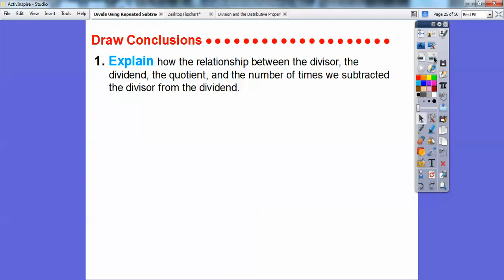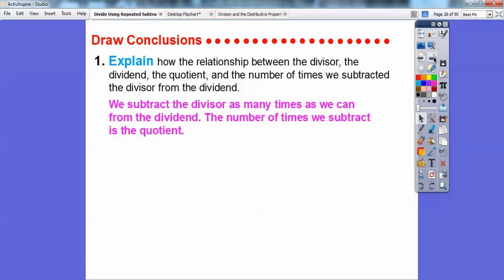So here, explain the relationship between the divisor, the dividend, which is the number you're dividing into, and the quotient, which is the answer, and the number of times we subtract the divisor from the dividend. We subtract the divisor, which was the 6 in the last example, as many times as we can from the dividend. The dividend was the 72, the number you start with. The number of times that we subtract is the answer, and they call it the quotient. The quotient is the answer.